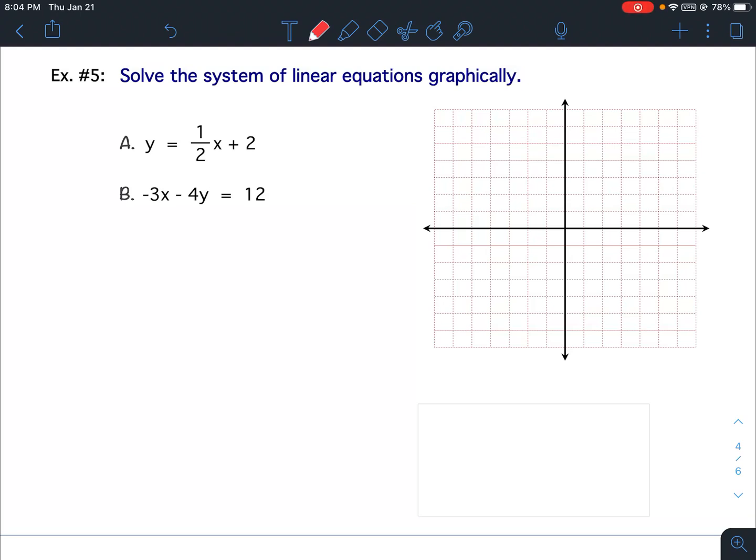Solving systems of linear equations graphically, lesson 9 notes. Example number 5. Just like examples 1 through 4, we're going to graph these two equations and determine the solution, whether it is one solution where they're intersecting lines, no solution for parallel lines, or infinitely many solutions for coincident lines.